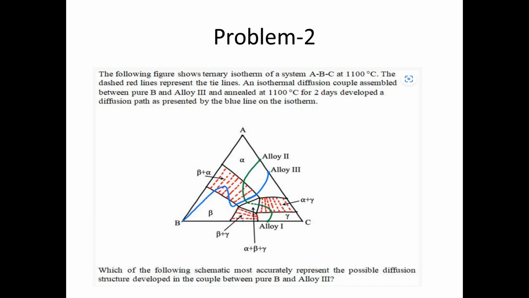So this is the diffusion path, DP, diffusion path, after the annealing of 1100 degrees Celsius for 2 days. So what type of phases are formed, similarly to what you have seen in the binary phase diagram, so it is extended to the ternary alloy. So initially, my line is not that accurate actually.